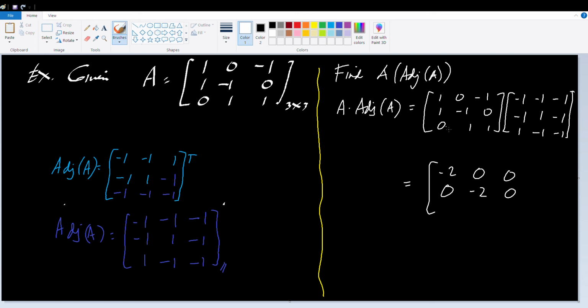And then we go to the third row. Third row, first column: 0 minus 1 plus 1 is 0. Third row, second column: 0, 1, and negative 1 is 0. Then finally, third row, third column: 0, negative 1, and negative 1 is negative 2. And what do we see here? We have a matrix which is a diagonal matrix. Not only a diagonal matrix, it is a scalar matrix. Why? Because the elements along the diagonal are identical. So it is a scalar matrix.